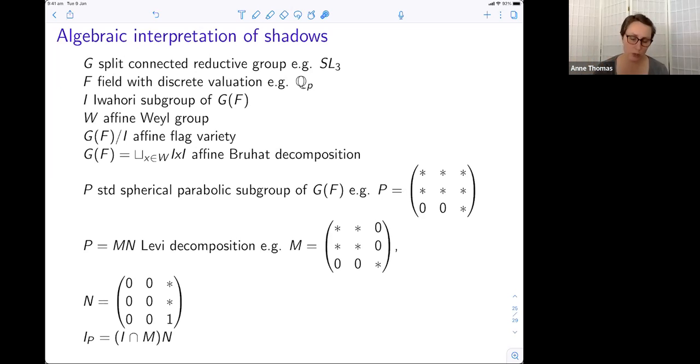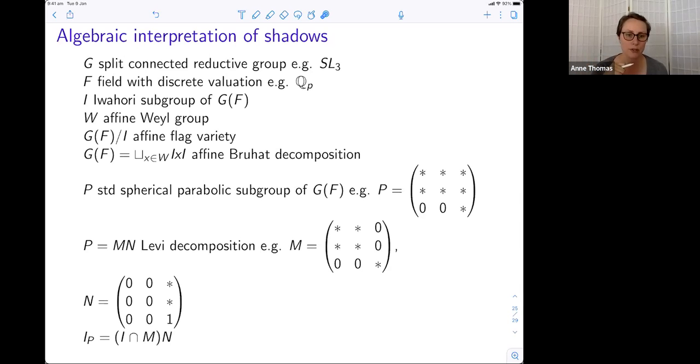So in terms of the building, the apartments are the tessellation coming from W, and for I, the Iwahori, you pick a base alcove, and the Iwahori is the stabilizer in G of that base alcove. Okay? So the alcoves of the building are in correspondence with the points of the affine flag variety. Okay? You have a group acting on the building, and I is the stabilizer of your base alcove. Okay, so that's where we are so far.